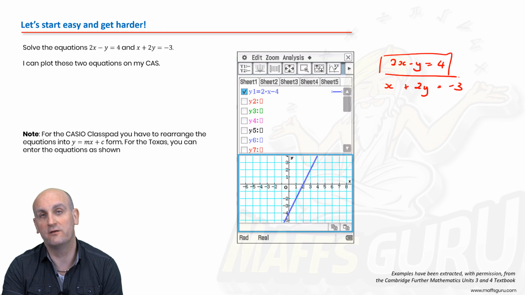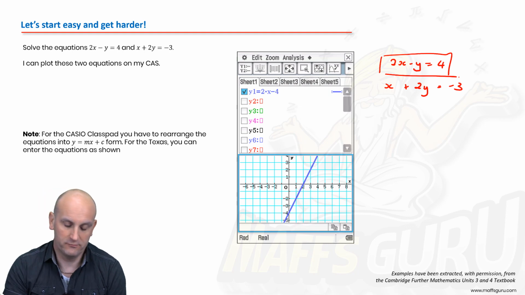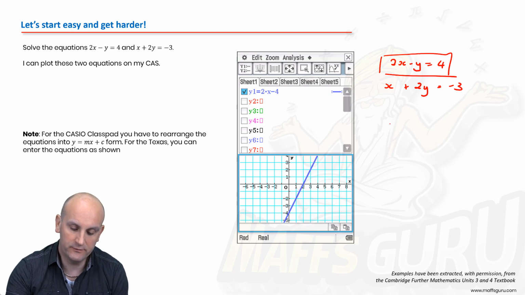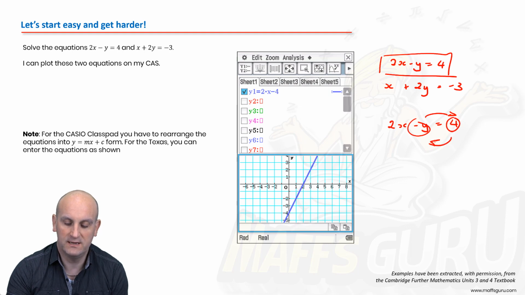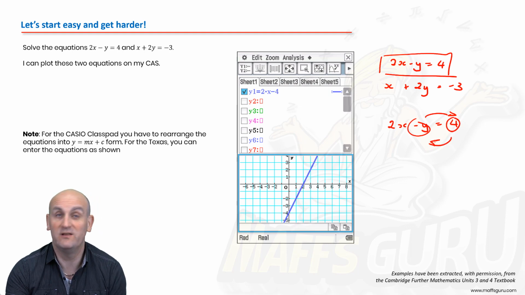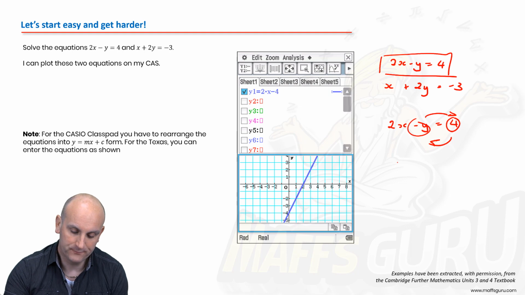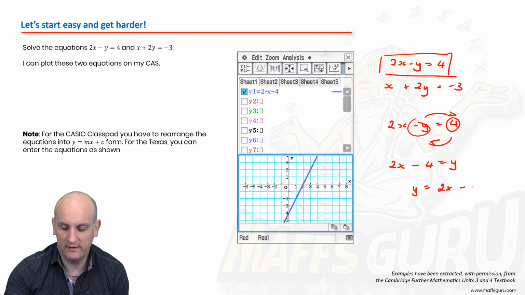But for the Casio ClassPad, you can't, you have to rearrange it. So the first thing I'm going to do is show you that I've got 2x minus y equals 4. I'm going to take the y over here and bring the 4 back there, because basically I'm going to add y to both sides and take away 4 at the same time, which gives me that 2x minus 4 is equal to y, or y is equal to 2x minus 4.